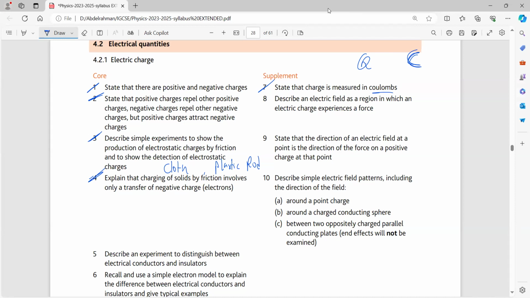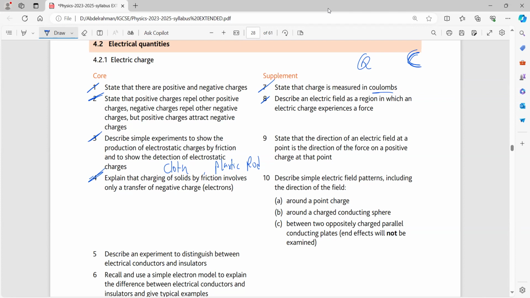Describe an electric field as a region. What is an electric field? It's almost the same idea as the magnetic field. It's a region around a charge in which other charges experience an electrostatic force.